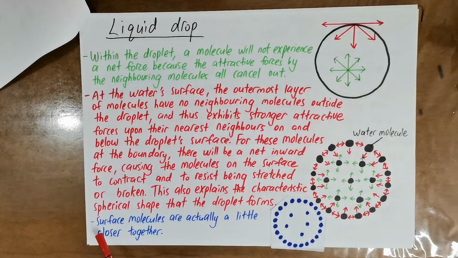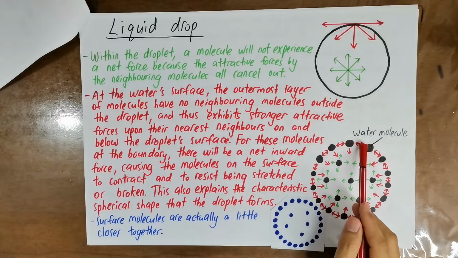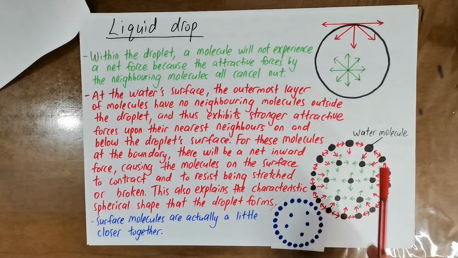Okay, so in fact, because the hydrogen bonding at the surface is the strongest, I should have drawn the surface molecules a little bit closer together like this. They are supposed to be very close to one another at the surface.